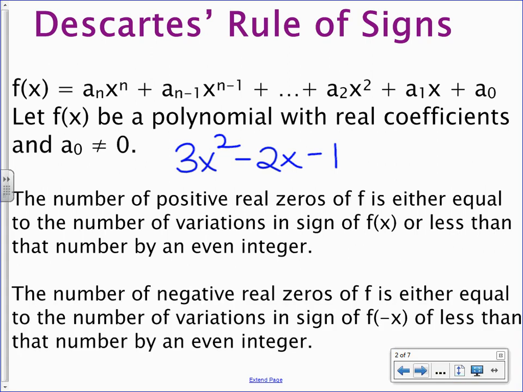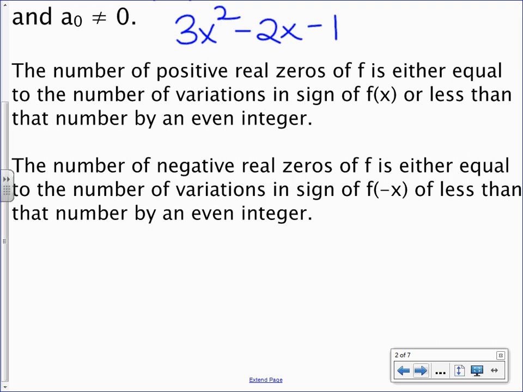Now, when we talk about negative real zeros, we have to count the sign variations for f of negative x. And then we do the same thing. It's either that number or 2 less, 2 less, 2 less.